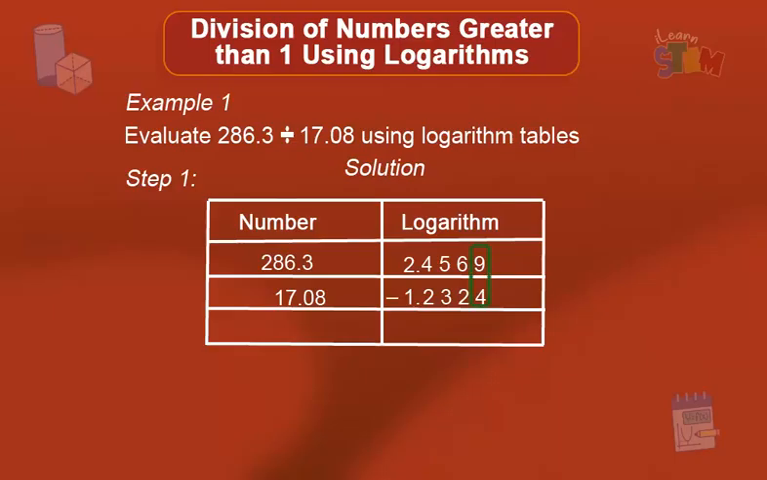9 minus 4 is equal to 5. 6 minus 2 is equal to 4. 5 minus 3 is equal to 2. 4 minus 2 is equal to 2. 2 minus 1 is equal to 1. Our answer for the first step is 1.2245. Let's now go to the next step.